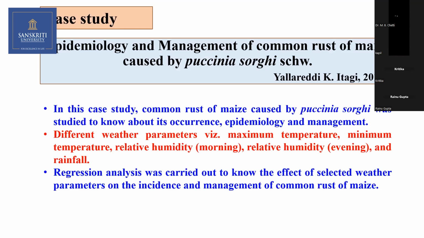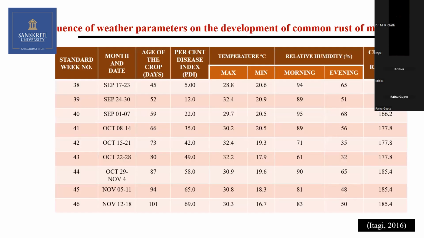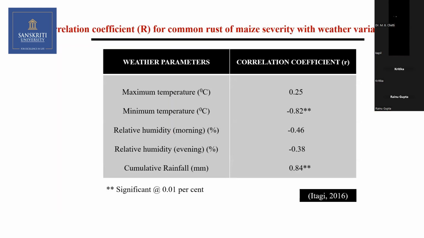Actually, the epidemiology and management of common rust of maize, again, it is an agriculture example, in the Kusinia Sorghi, which was conducted by Yalla Reddy in the year 2016, with weather parameters and the rust of a crop. Rust is one disease in a maize crop. So these are the weather month, date, then age, weather parameters are there. I'm straight away going for the correlation coefficient. You can just say maximum temperature, minimum temperature, relative humidity in the morning, relative humidity in the evening, and cumulative rainfall.